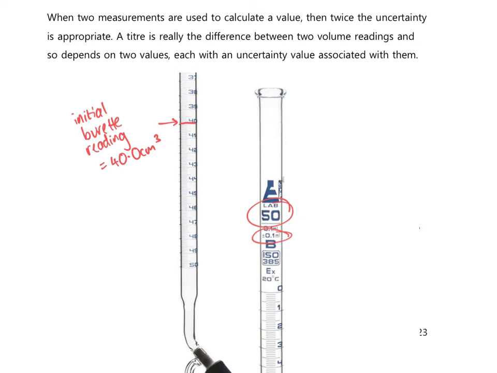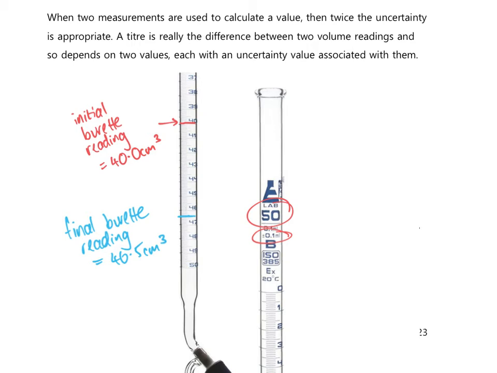So that measurement would have an uncertainty of 0.1 millilitres or centimetres cubed. Say for example then we did our titration and my final burette reading was, say for example, 46.5. There would also be an uncertainty of 0.1 centimetres cubed or millilitres with that reading as well.